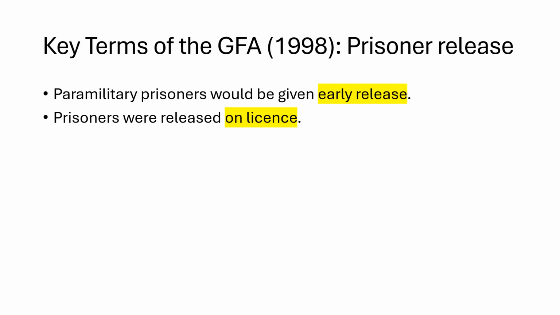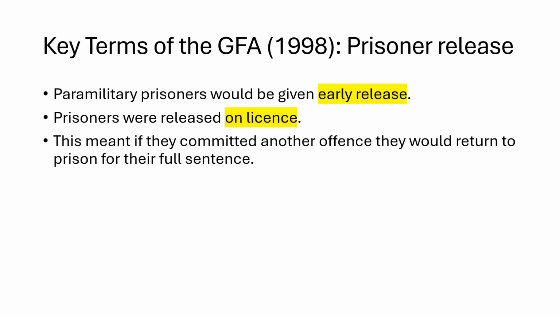Prisoners were released on licence, which essentially means if they committed another crime, they would go back to prison and serve out their term. But they were released in the hope that they could go about this new Northern Ireland with a fresh start, essentially. Again, a bit more detail there: this meant that if they committed another offence, they would return for their full sentence.